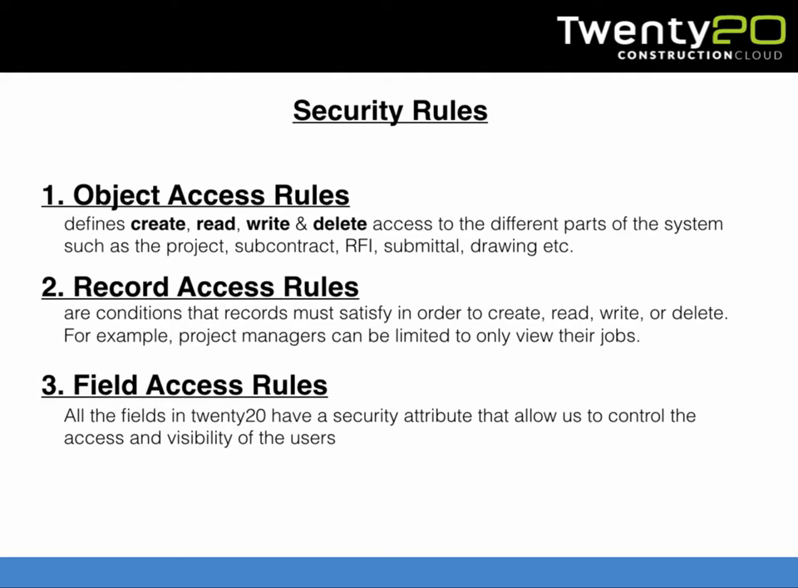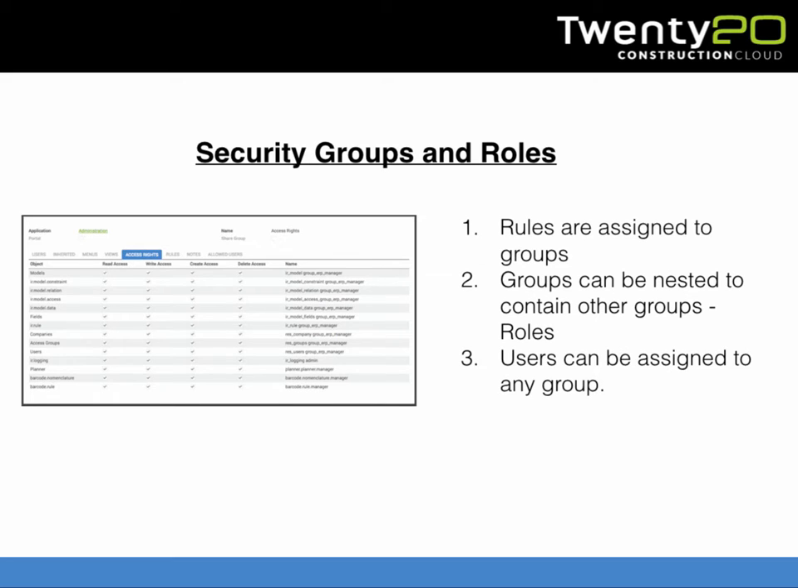We can further limit access to data using the field access rules. The field access rules allow us to control what users or groups of users can see on the form or on reports. These rules are then applied to groups. Using groups, we can create a template of security rules, rights, and restrictions. When users are created in the system, they're then assigned to a group.